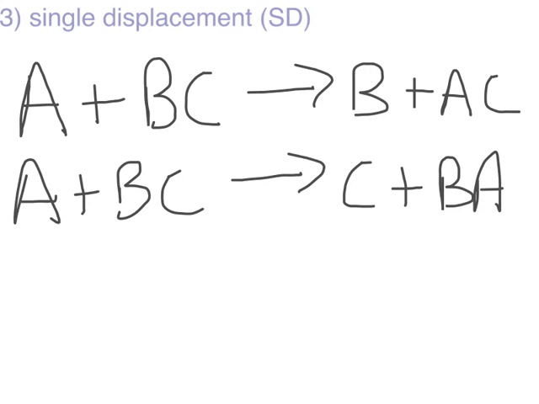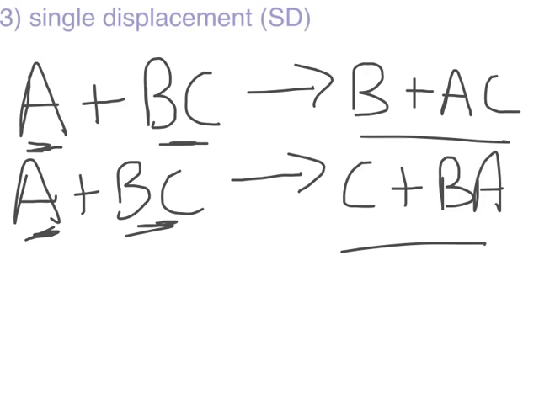Okay, so how do you identify the fact that it's a single displacement reaction? Well, you're going to have one element reacting with an ionic, and this is important, it has to be ionic, an ionic compound. Okay? So the element can either be a metal or a nonmetal. And depending on which part it is, it's going to have these different arrangements in the end. Okay?